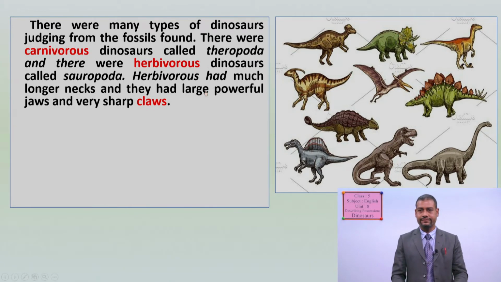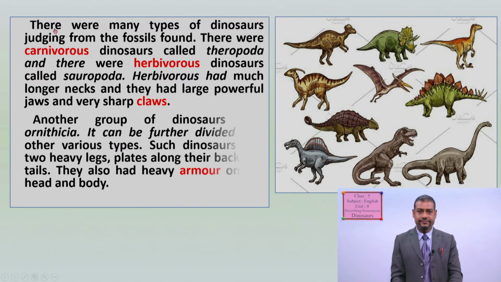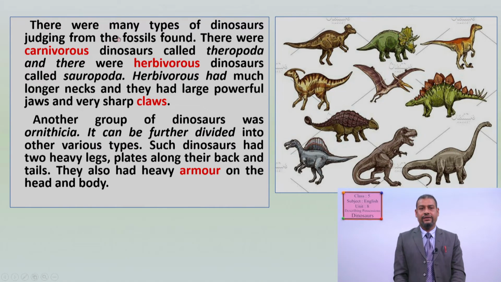So first of all, I want to show you a model reading. You just listen to me, and later on you have to read it with me, and then we'll discuss the words' meaning. Okay. See, there were many types of dinosaurs judging from the fossils found. There were carnivorous dinosaurs called theropoda, and there were herbivorous dinosaurs called sauropoda. Herbivorous had much longer necks and they had large powerful jaws and very sharp claws.